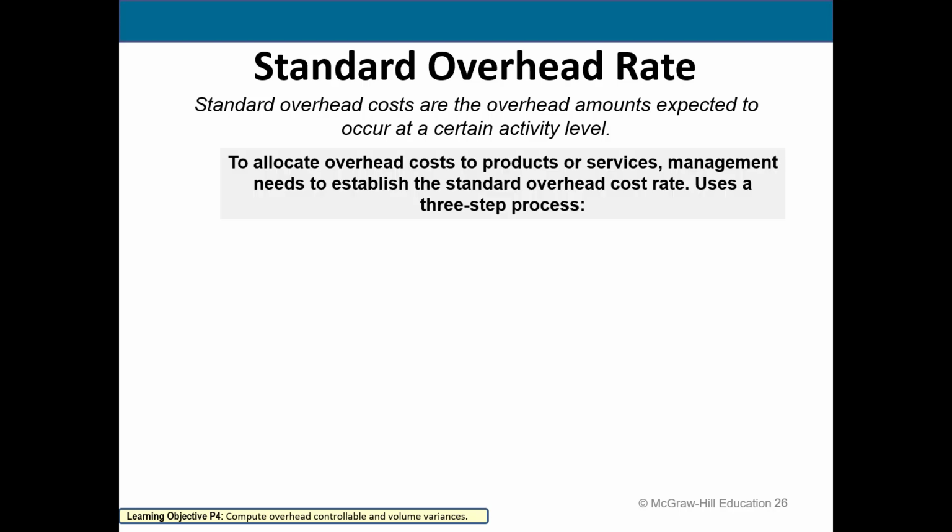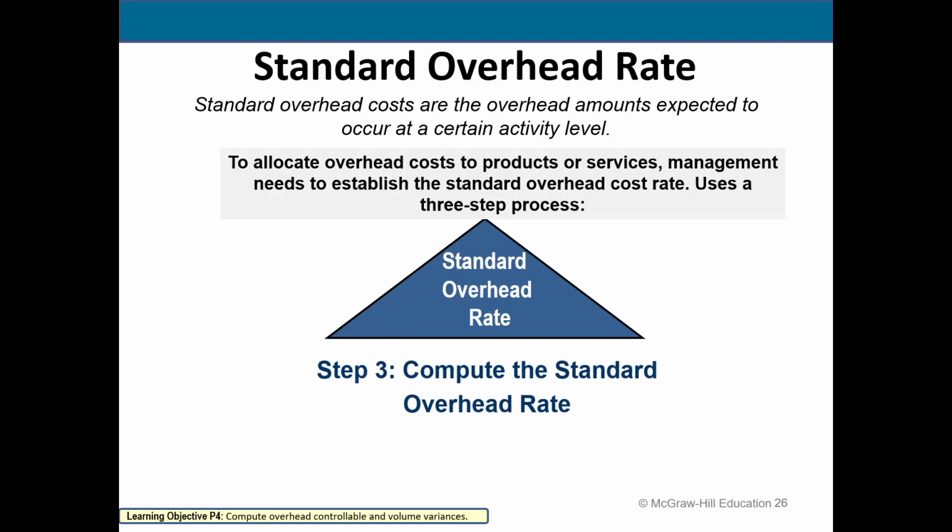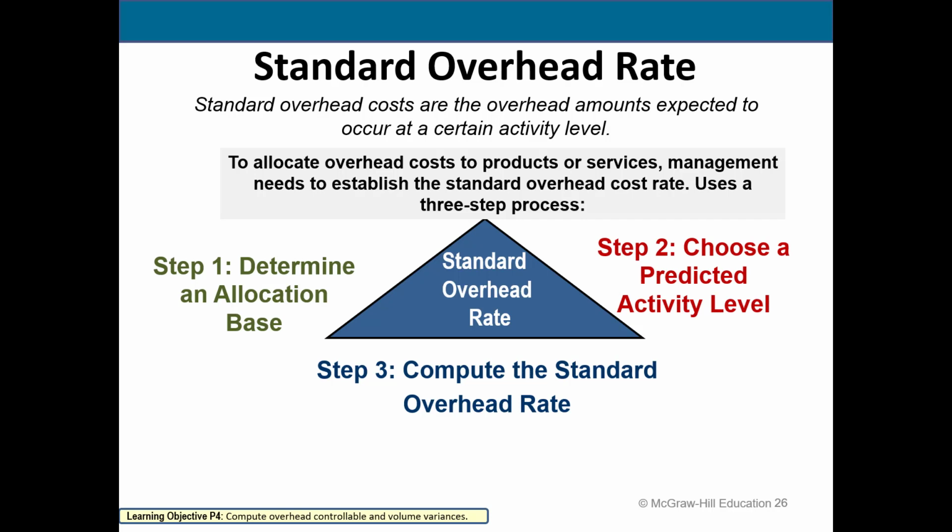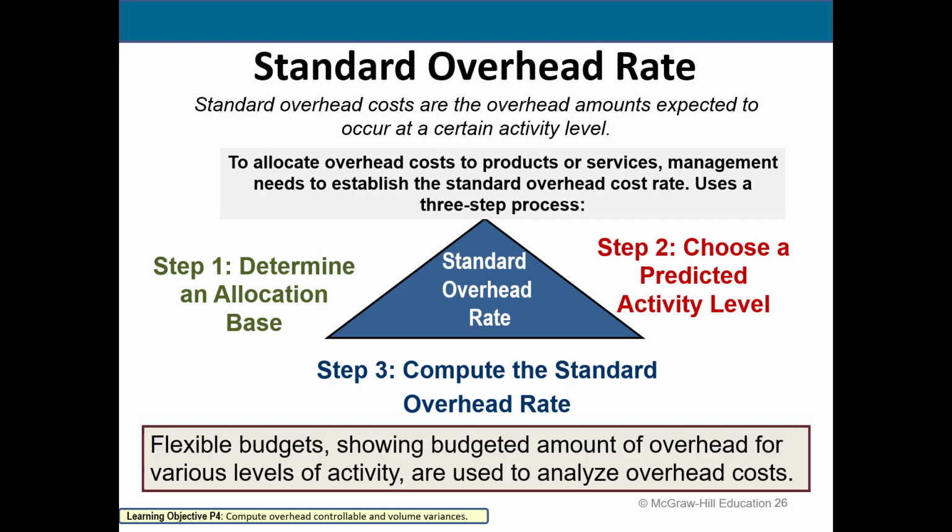The standard overhead costs are the overhead amounts expected to occur at a certain activity level. You know that overhead costs include both fixed and variable costs, so management needs to separate out the fixed and variable cost. The predetermined overhead rate also contains a fixed and variable component. To allocate the overhead cost to the products, management needs to establish the standard overhead cost using the three-step process shown here. First, determine the allocation base, some unit of measure such as labor hours.